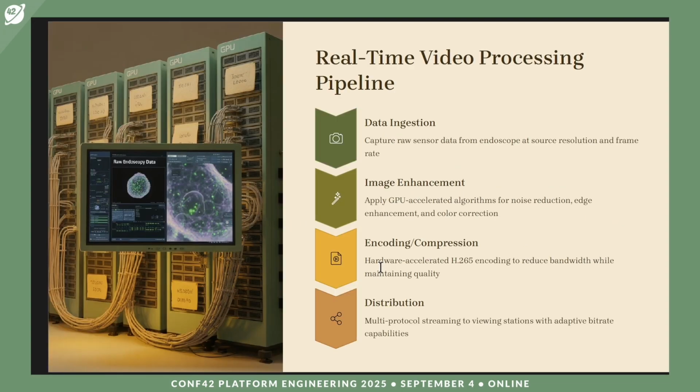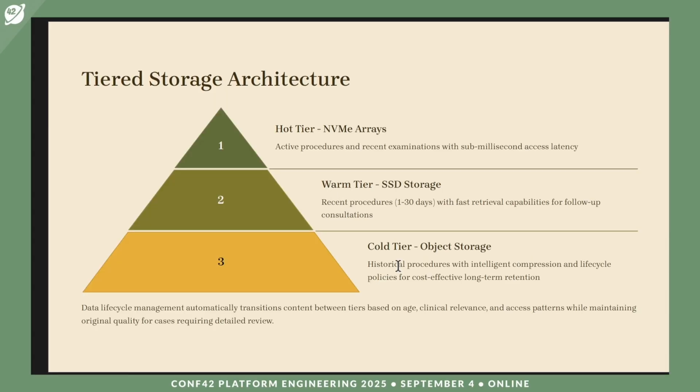The real-time video processing pipeline: data ingestion, image enhancement, applying advanced image processing algorithms for noise reduction, enhancement, color correction, etc. Encoding and compression: H.265 to reduce bandwidth while maintaining quality. Distribution: multi-protocol streaming to viewing stations with adaptive bitrate capabilities.